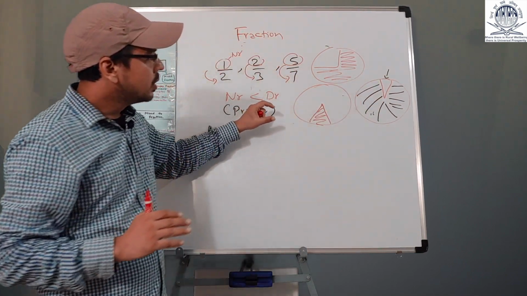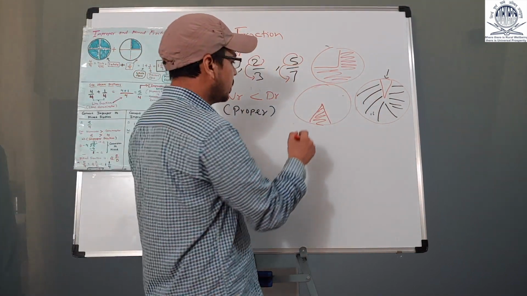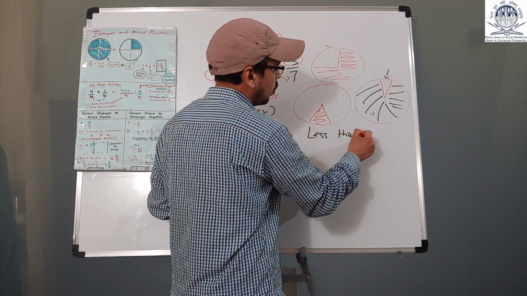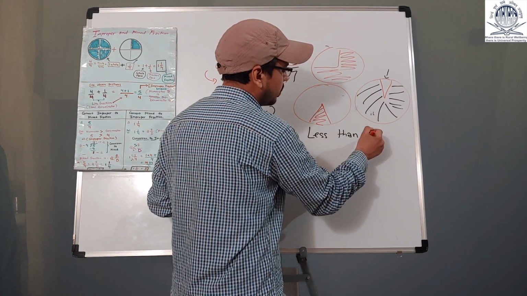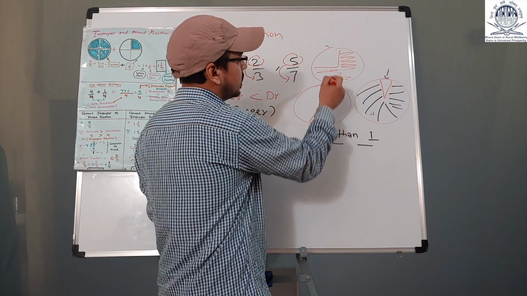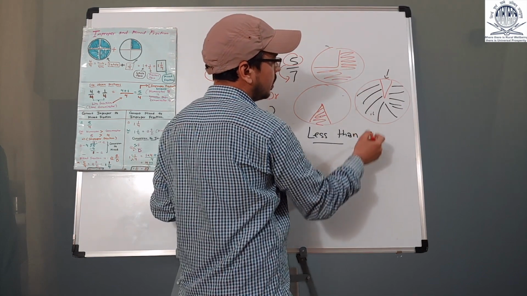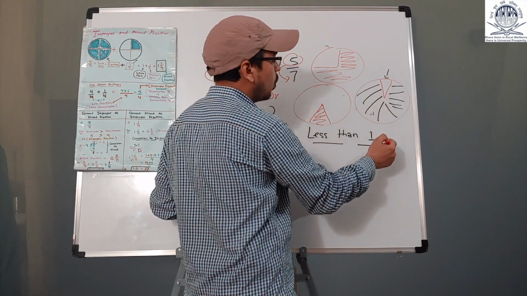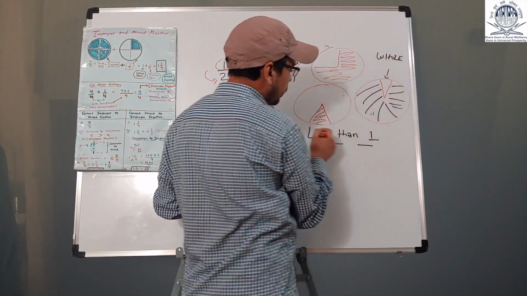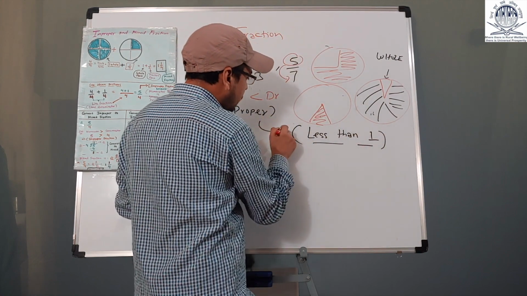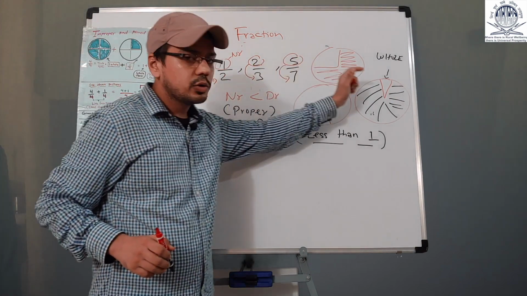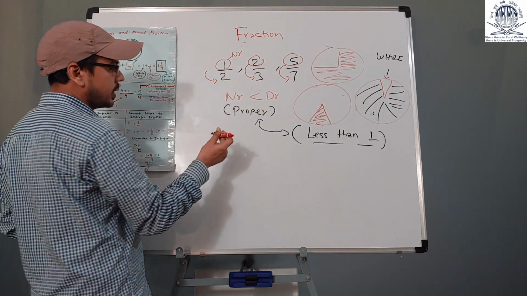So whenever the value in a fraction is less than 1, for example, over here this value is less than 1, this value is less than 1, and this value is also less than 1 whole, if we are considering this as whole. So in proper fractions, whenever the values are less than 1, they are considered proper. On the contrary, if you add something to the whole, let's see some different examples.